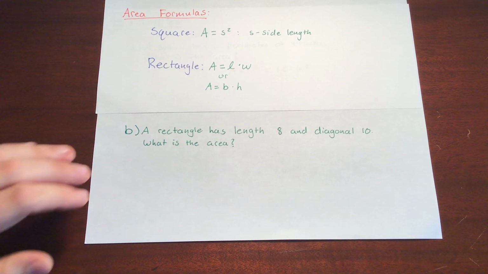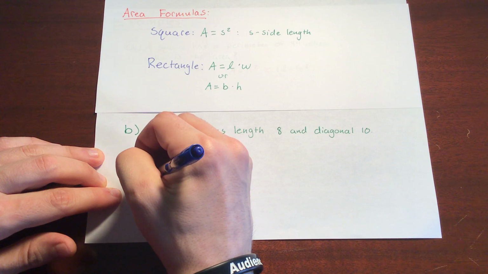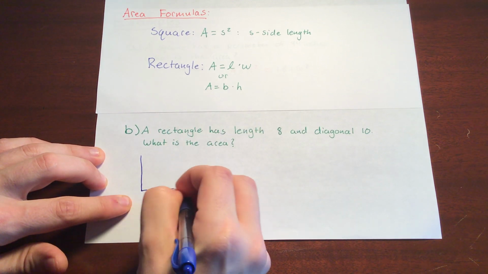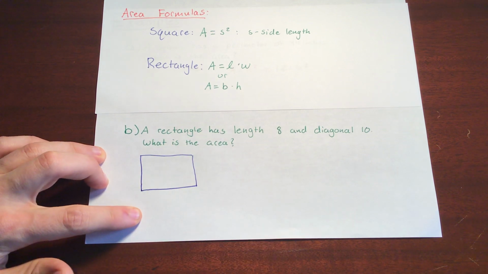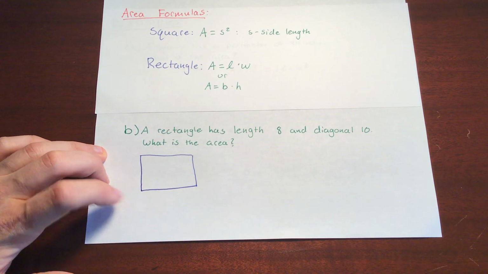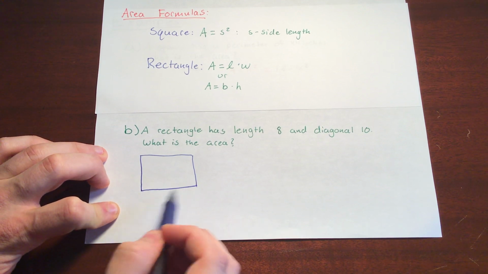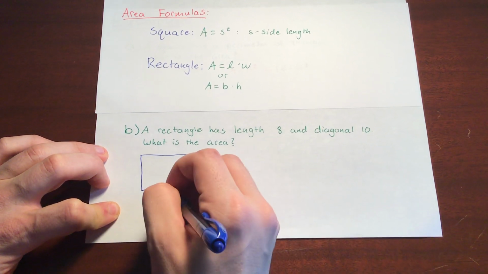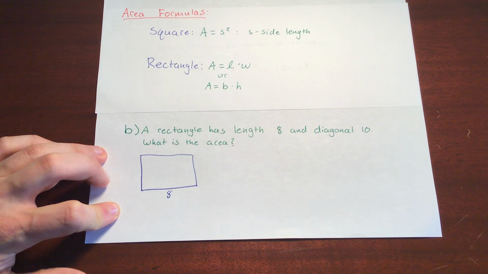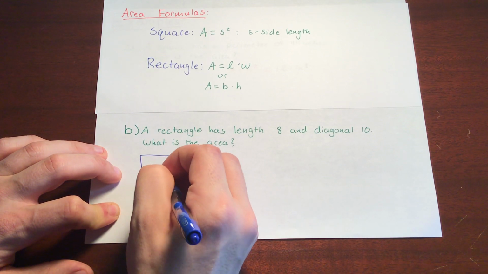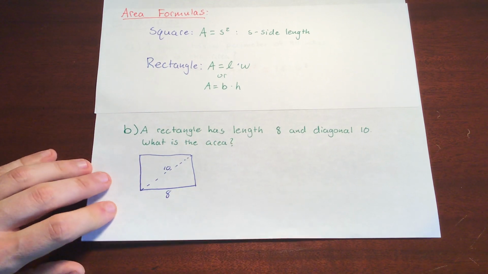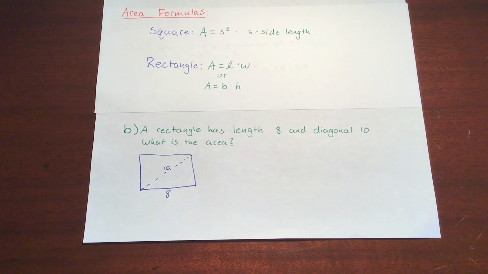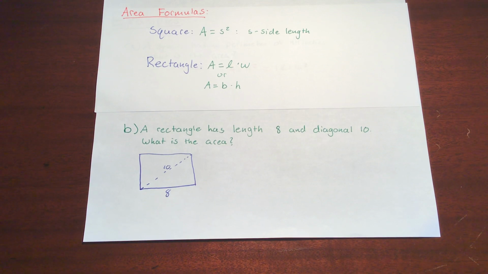So we're going to try and use our rectangle formula, and to do this, I'm going to draw a picture. It might help you out to draw a picture as well. I'm going to make this bottom side 8, our length. And we have our diagonal right here, and we know that is 10. Now we just got done with a unit on right triangles. As you know, geometry is all right triangles.